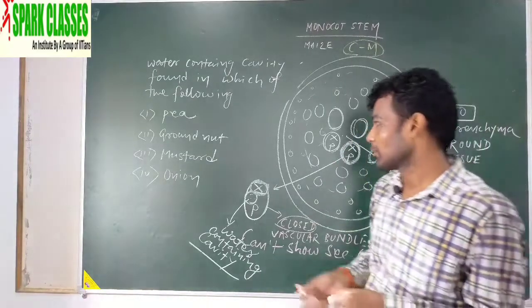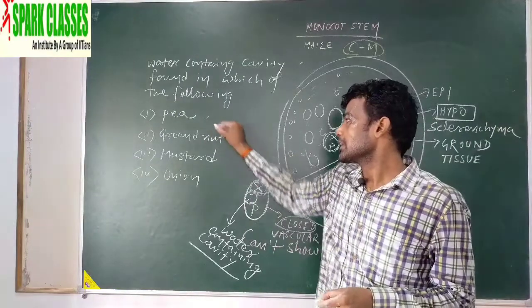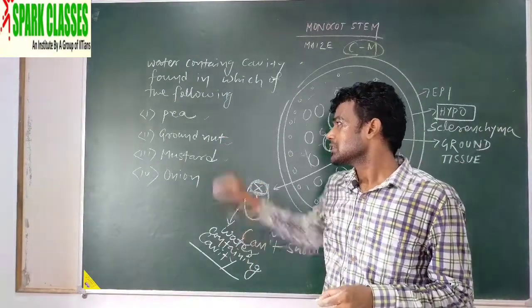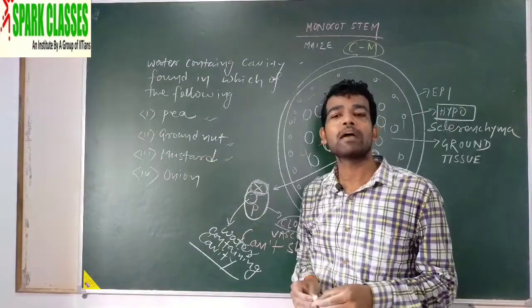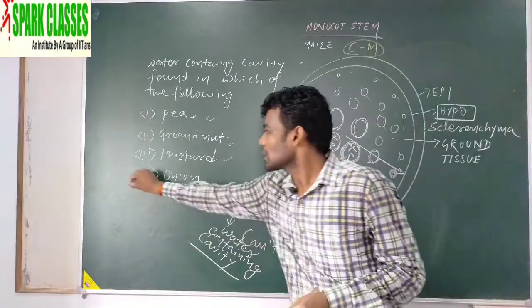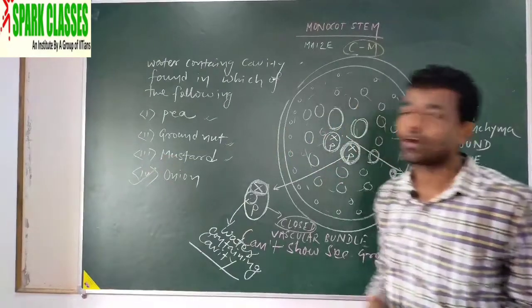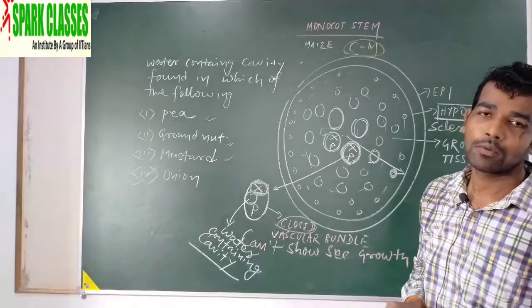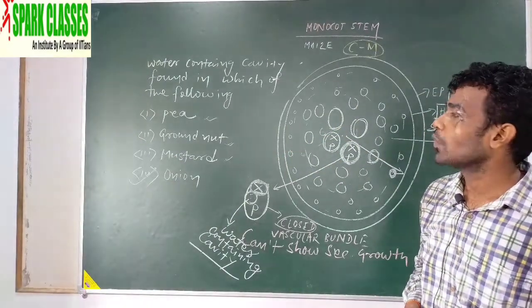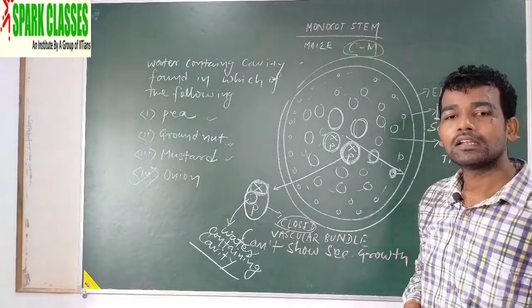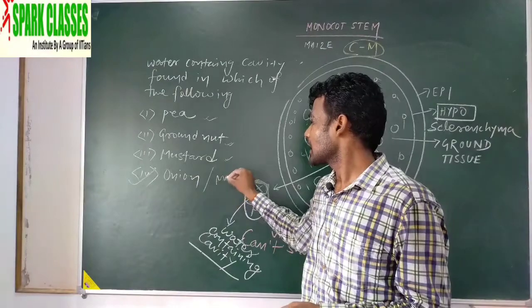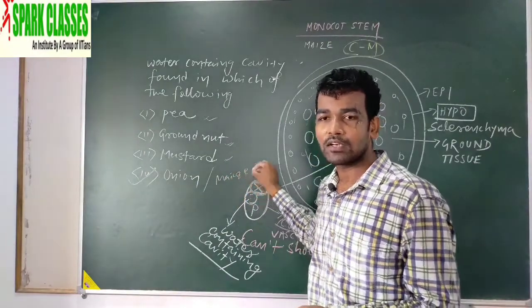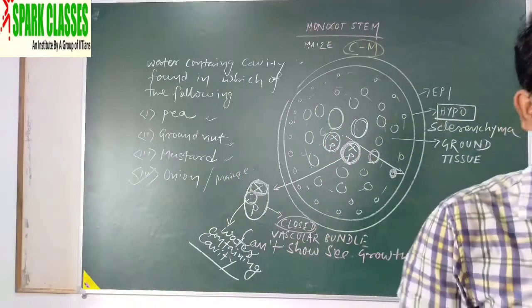But in this example I have written pea, groundnut, mustard. These 3 are the dicot. And onion, this belongs to lily family, Liliaceae. So this is the monocot. Onion is the monocot. So you have to remember, your answer is onion. And in NEET, sometimes it was asked onion. In NEET, sometimes it was asked maize. One year it was asked maize.